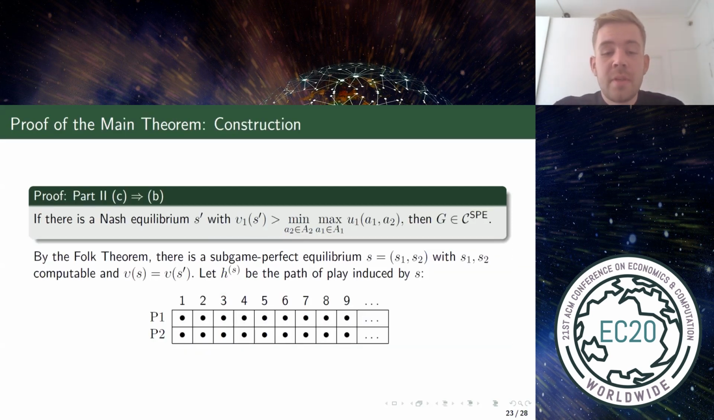Returning back to the proof, given that there is a Nash equilibrium where player 1 earns strictly more than their min-max, we will directly construct a subgame perfect equilibrium to show that such a game belongs to the class CSPE. Because S prime is a Nash equilibrium, by the Folk theorem the payoff profile is feasible and individually rational. And by using the Folk theorem again, there is a subgame perfect equilibrium S with the same payoff profile. Let us have a look at the path of play induced by the subgame perfect equilibrium S.